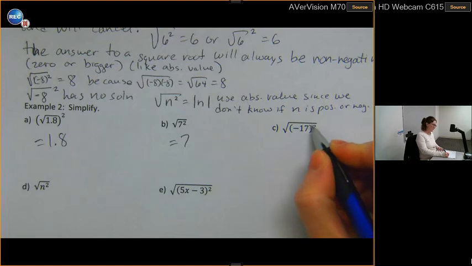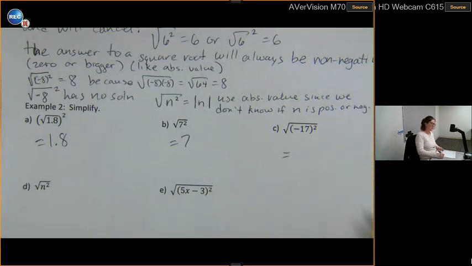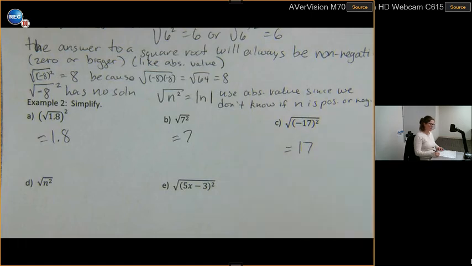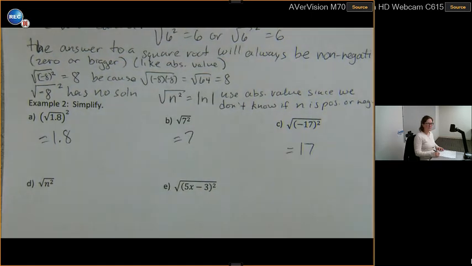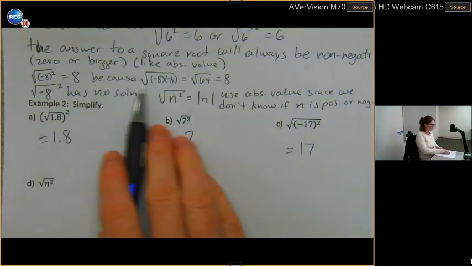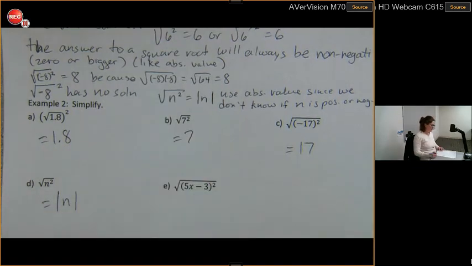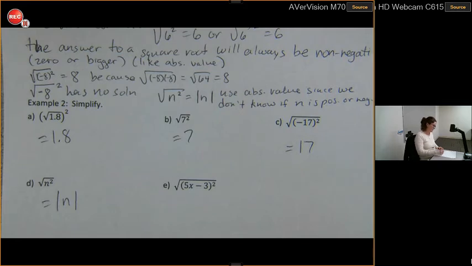This one, the squared and square root cancel out, but not quite. It's going to be a positive 17, just like these 8s up here. This one is the absolute value of n. Since we don't have an actual number to put in there, we just leave it absolute value of n.